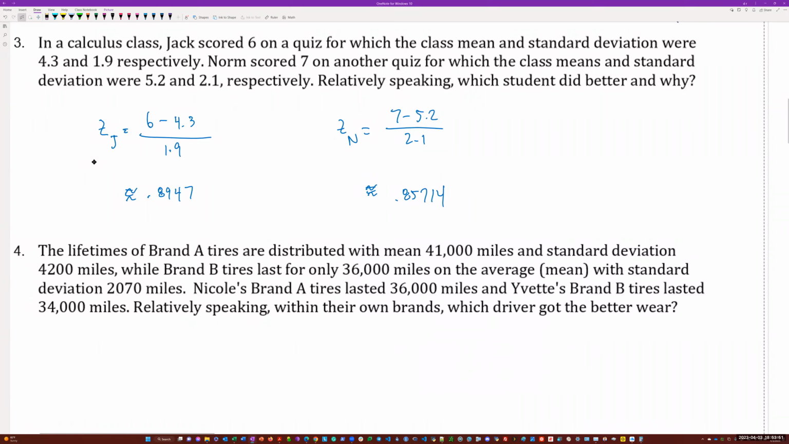But yo, Jack went to a worse school. These kids got a 4.3 on average at Jack's school. These kids got a 5.2 at Norm's school. Or let's talk about both of them at the same school. One of them's in a gifted class and one of them's in the regular class. Does that make sense? Or honors, regular, whatever you want to call it. Does that make sense? You know what I mean?